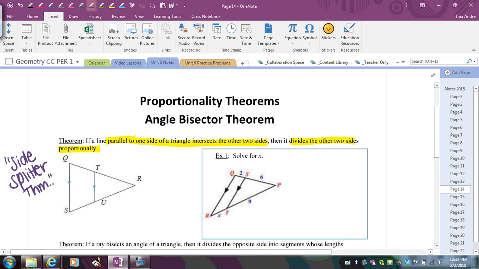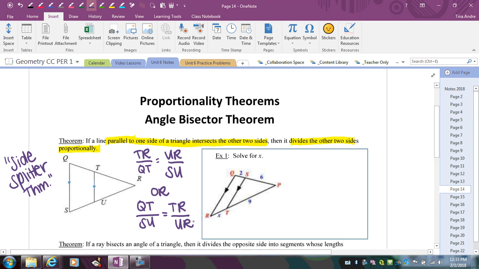But really what happens is we can set up a couple different proportions. I can say TR over QT is in the same ratio as UR to SU. So that's one way you could set this up. So the parts here are going to be all in the same ratio. Another way would be if you compare the parts here. So if I compare QT, I can compare that to SU. That ratio is going to be the same as TR to UR. So either way would work for what this theorem is saying.